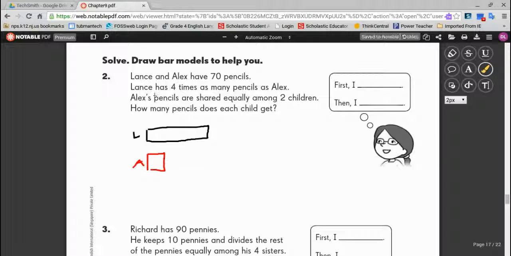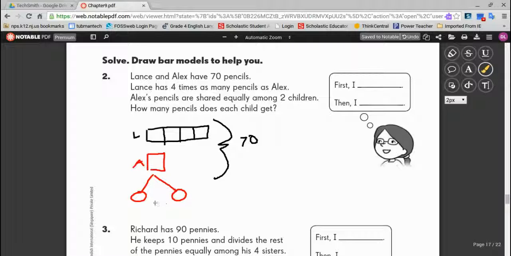And I know together they have 70 pencils. And it says Lance has 4 times as many pencils as Alex. So Lance needs 4 times as many. So there's 1, 2, 3, 4 as many as Alex. Alex's pencils are shared equally among 2 children. So then Alex has to share hers with 2 children. So I'm going to split it up with 2 kids. How many pencils does each child get?